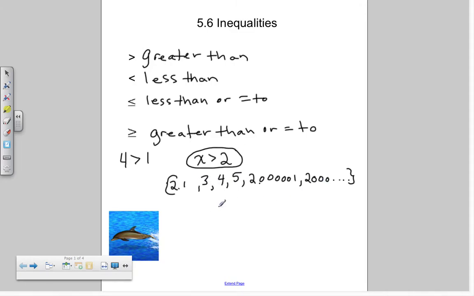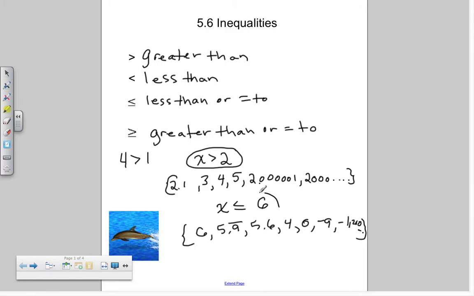Okay, well, what if I said, well, x is less than or equal to 6? Well, what would my list be? Well, if x can be less than or equal to 6, that means it could be 6. It could be 5.9 repeating. It could be 5.6. It could be 4. It could be 0. It could be -9. It could be -1,200. In fact, there are infinite solutions for both of these. So again, I write it using algebra. On the next page, I'm going to show you how we draw it.